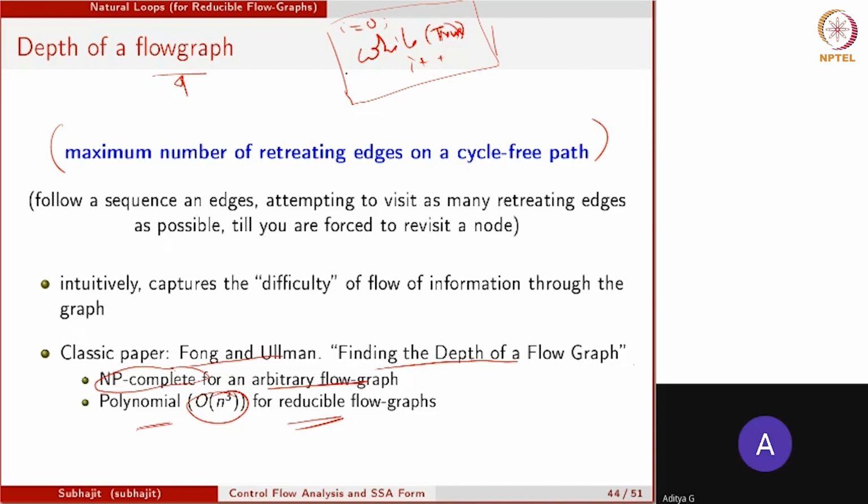Student: There's one more question. When you say a flow graph, immediately these flow algorithms come to mind: min cut, max flow, all that. Is that useful in this context?